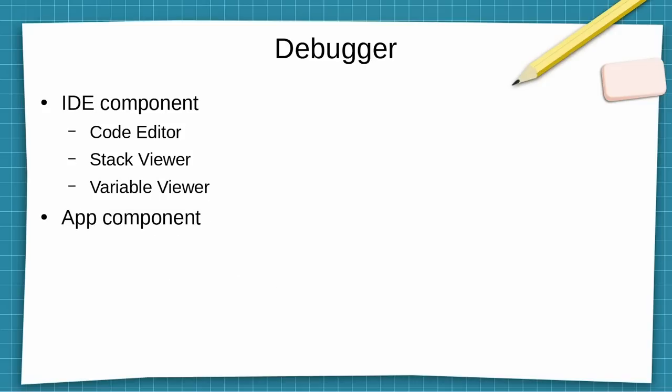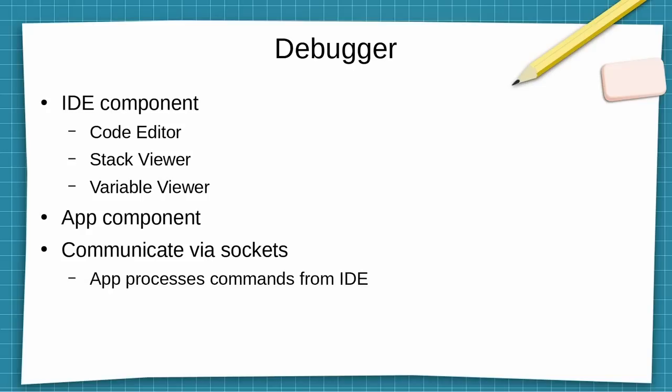But the debugger also has a very important app component. And these two things communicate using sockets. So when your app is running, it is talking to Xojo via sockets, and commands are being sent back and forth, and the two systems are responding to each other. For example, if your app hits a breakpoint, it's sending a socket message back to the IDE that says, I hit a breakpoint and it is at this address. And then the IDE looks up that address and shows you that line of source where it's stopped.